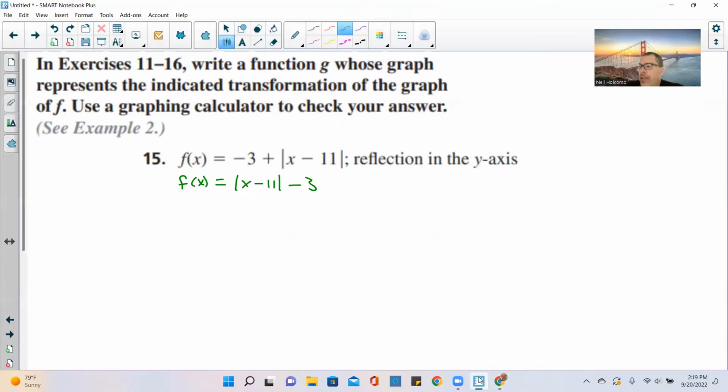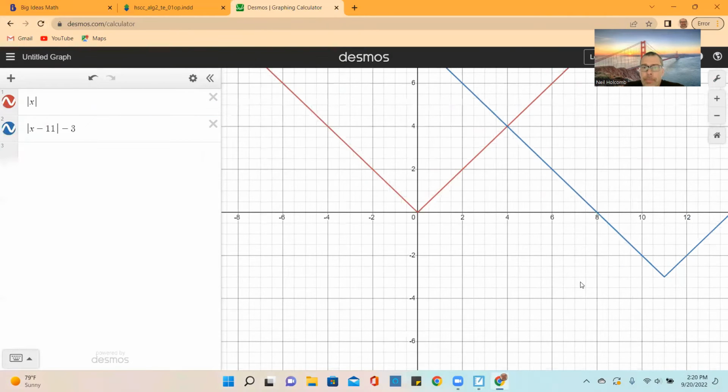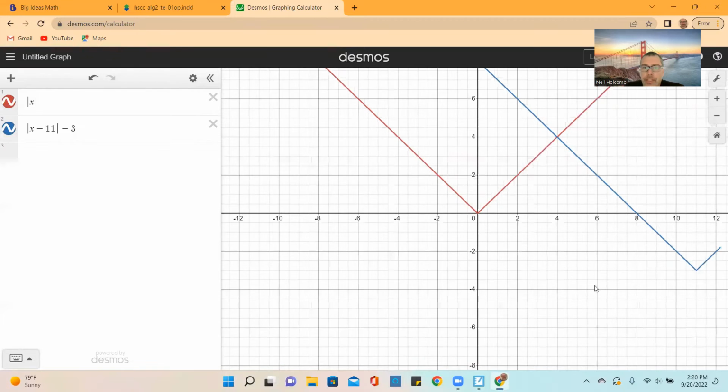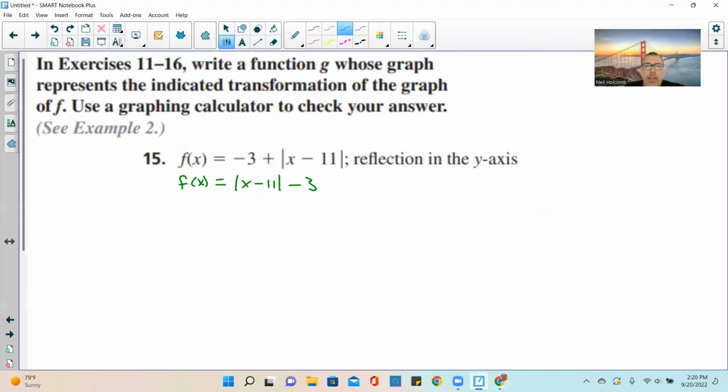Okay, so now that we've done that, we've graphed the parent function, we've graphed this function. Now we want to graph a reflection in the y-axis. So where do we want our, let me zoom out so it doesn't go off the screen. We want our vertex, which is right here, to be negative 11, negative 3, which would be right here. Okay, so how does that happen? Well, what's the first step? We're going to be going back and forth now.